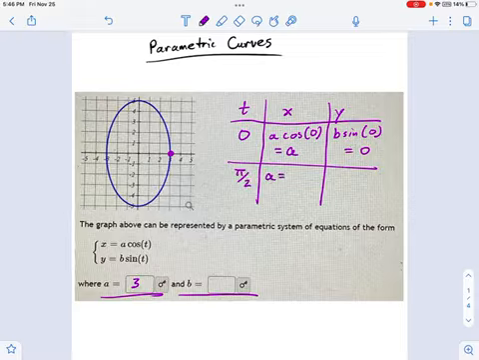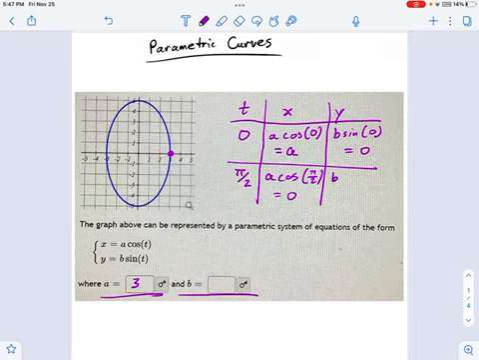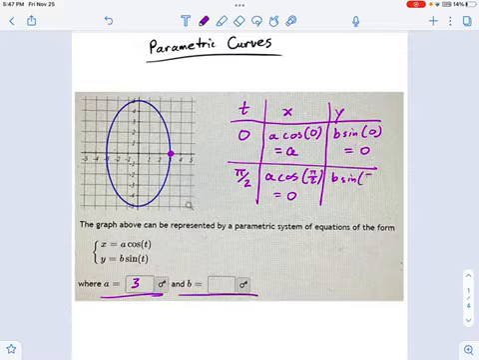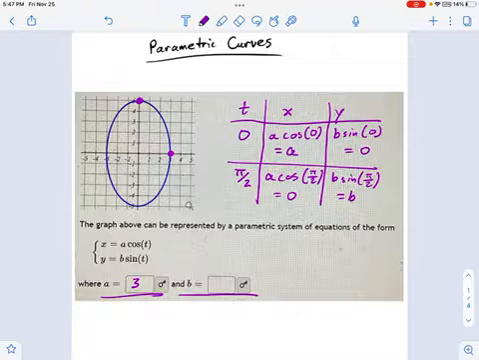So at this place, x equals a times the cosine of pi over 2. Now, if you remember cosine of pi over 2, that's 0. So a times 0 is 0. But it's more interesting with the y value because we have b times the sine of pi over 2. And that means it's just equal to b. So in other words, right up here. Okay, that's my b value at x equals 0, y equals b.